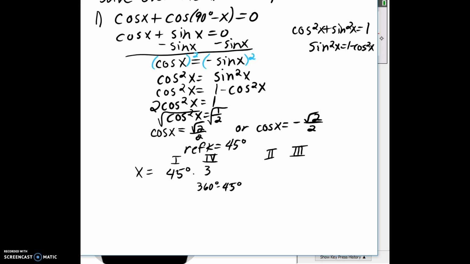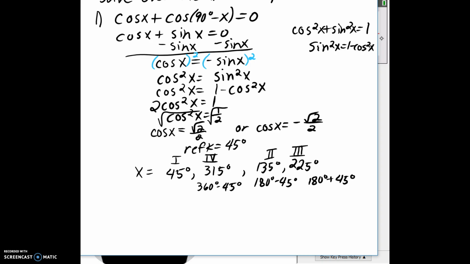We get 315. Now you might know some of these without actually doing some of these rules. Second quadrant, we do 180 minus, so it's going to be 135. And then third quadrant, we do 180 plus to get 225. All right, now I'm not going to circle all of these answers.